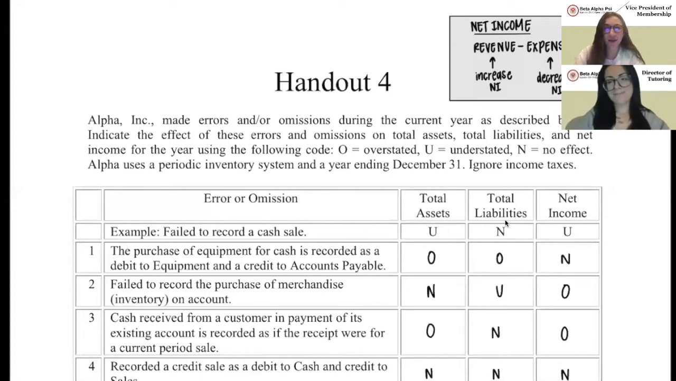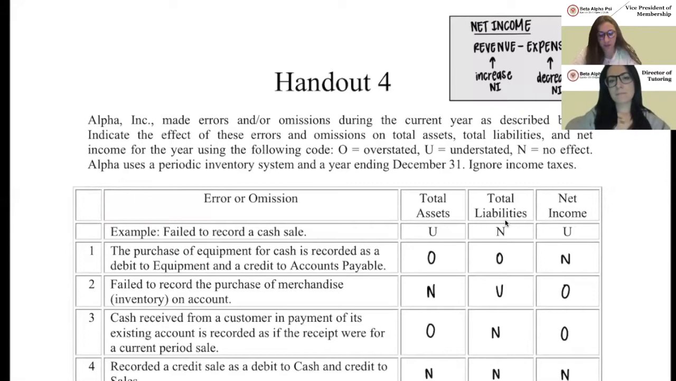Hi guys, so we're going to be doing handout 4, overs and unders. It's a big one. So before we start with the problems, I kind of want to just go over the idea of what we're doing, the concept of it. So we're looking at errors or omissions that this company Alpha made throughout the year, and we're seeing whether this error or omission understated, overstated, or had no effect on specific accounts.